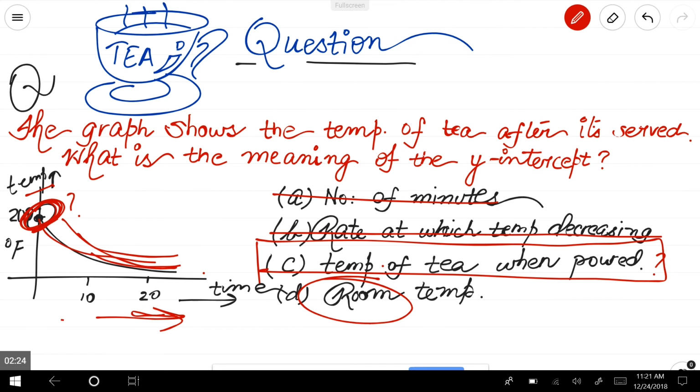So basically, I think choice C is the best choice for it, which says that the temperature of tea when poured is at 200 Fahrenheit and then it's decreasing. So I hope you agree with me that our correct choice is C. Pretty easy question. Just paying attention is important when you are studying your graph. Y-intercept, you really need to know what y-intercept is for questions like these, because that's the point where it's crossing the y-axis.